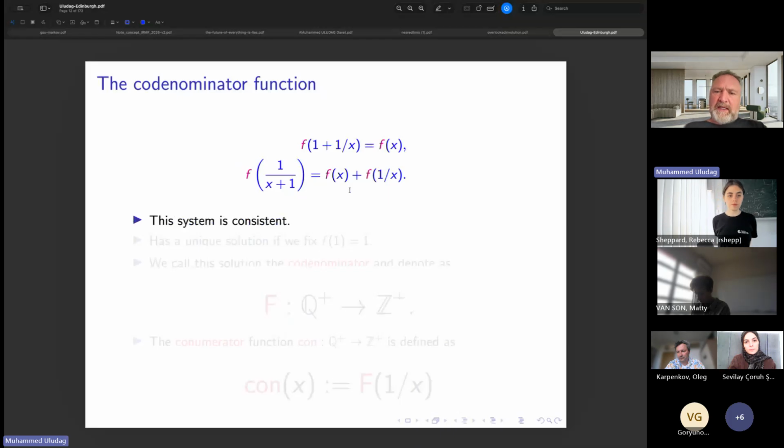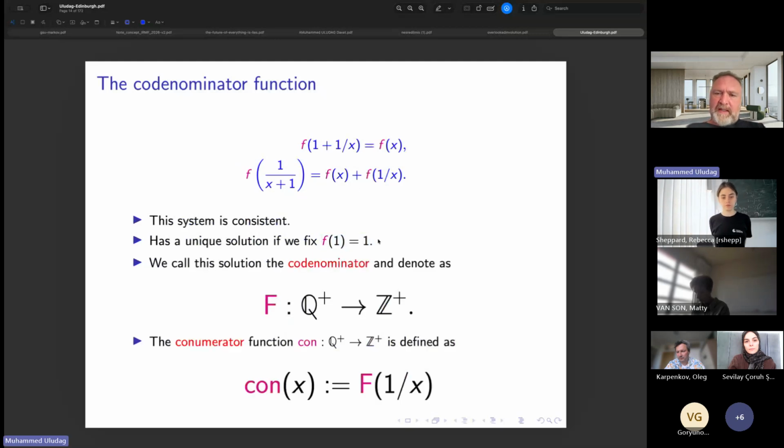And we can show that this system is consistent. It has a unique solution if we fix f of 1 to be 1. And we are going to call this solution the codenominator and denote it as magenta f. And the codenominator function is going to be defined to be the codenominator of 1 over x.